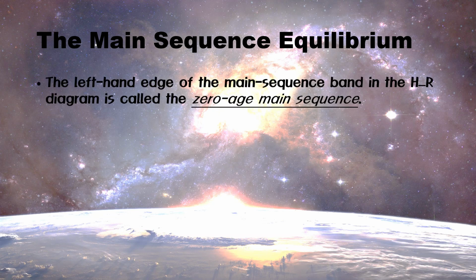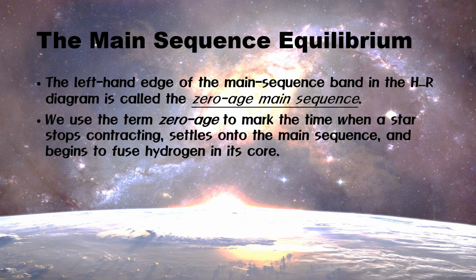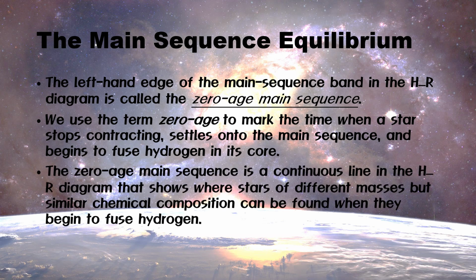Now, if we look at the HR diagram, we'll notice that the left-hand edge of the main sequence band is kind of unique because we see a lot of stars that are approaching what we call the zero-age main sequence. We use the term zero-age to mark the time when a star stops contracting, settles into the main sequence, and actually begins to fuse hydrogen within its core. Now, the zero-age main sequence is a continuous line in the HR diagram that shows where stars of different masses but similar chemical composition can be found when they begin to fuse hydrogen.